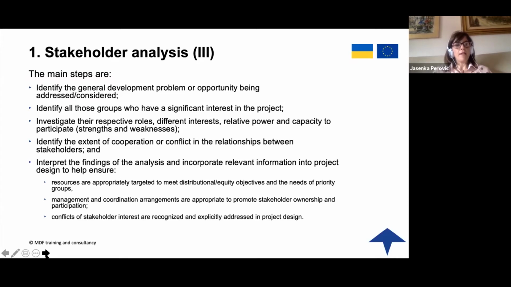What are the steps in defining it? You identify general development problems. So we go back again to your sketch from the beginning, then your understanding of the guidance for applicants, what is the specific objective you are planning to address, and so on. Then identify all those groups who have significant interest in that project, in that area, and try to investigate their respective role, different interests, relative power and capacity to participate. Then identify the extent of cooperation or conflict. You know, are they pro or are they against this? Interpret the findings of this analysis and try to translate it into the concept note.